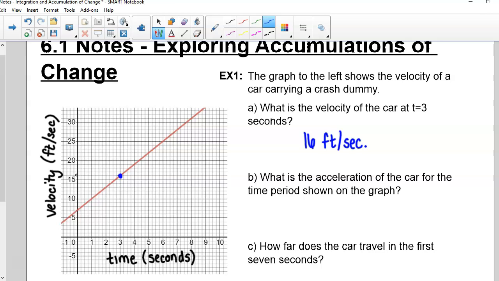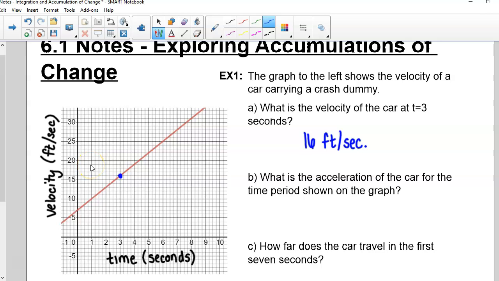But B says, what is the acceleration of the car for the time period shown on the graph? Acceleration is not a point on the graph. If we're looking at velocity, what is acceleration in relation to our velocity? Velocity would be the first derivative of position, and acceleration would be the second derivative. In this case, since we've already got velocity, acceleration is just the derivative of the velocity.